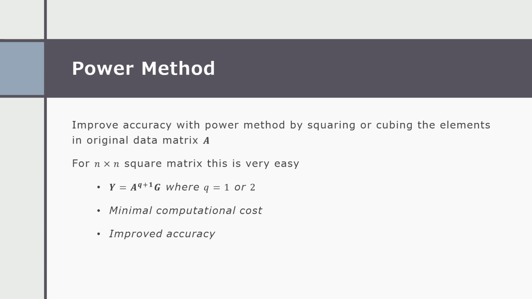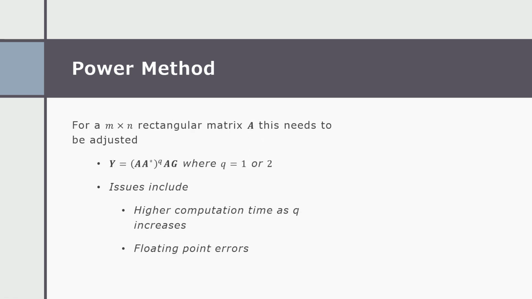The power method improves accuracy compared to the Gaussian method. By squaring or cubing A, you can increase the accuracy with pretty minimal computational cost, because you're just squaring or cubing the elements inside of A. For m by n matrices, you can make the matrix square by multiplying A times A transpose.